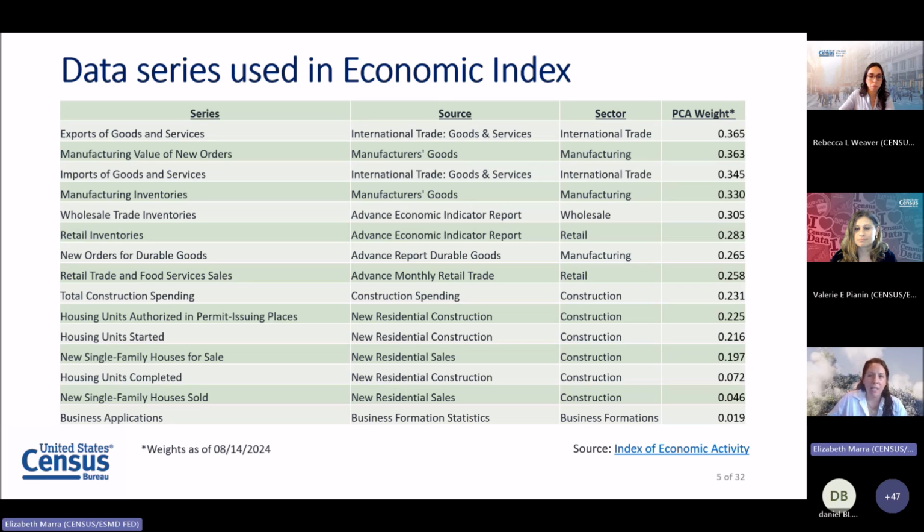So just to give you an idea of what the 15 data series are, I've listed them here in the left-hand column. I've ranked them by their weights, which are listed on the far right. And I want to point out at the top of the list, we have exports of goods and services. And third there on the list is imports of goods and services. We will be focusing on these two time series later, but I wanted to point them out. They're the first and third highest weighted.